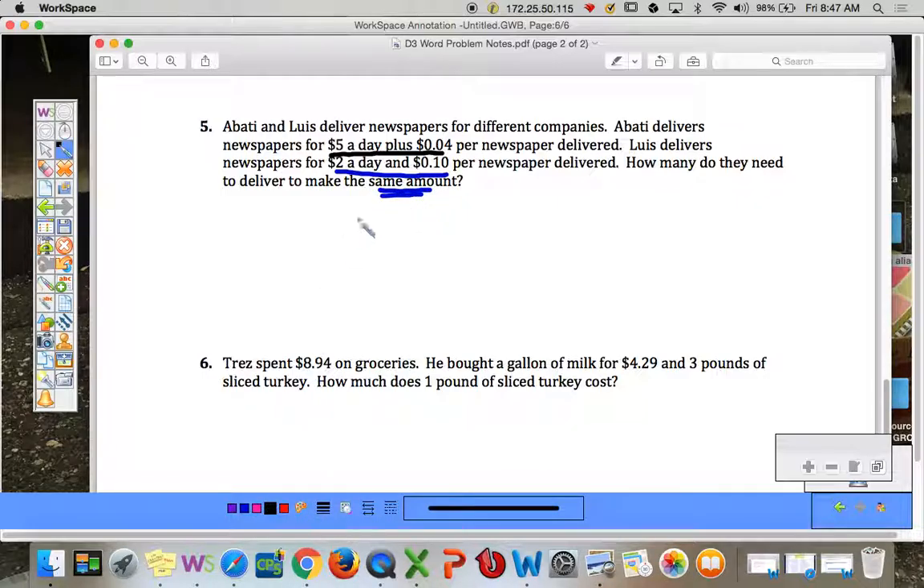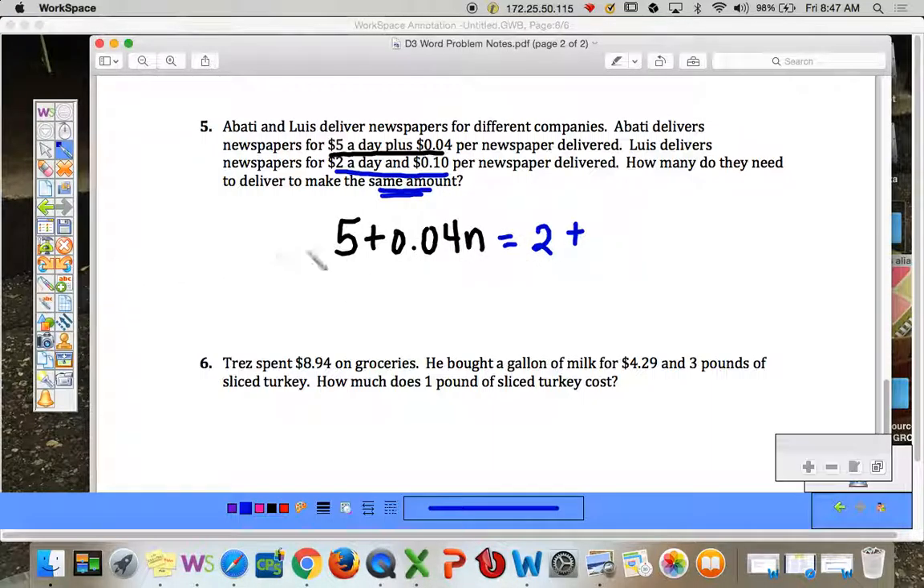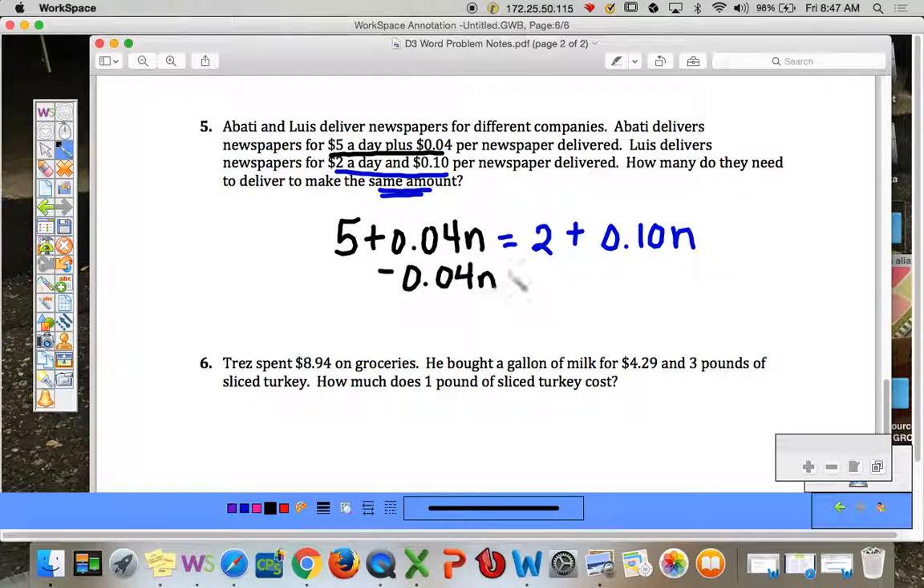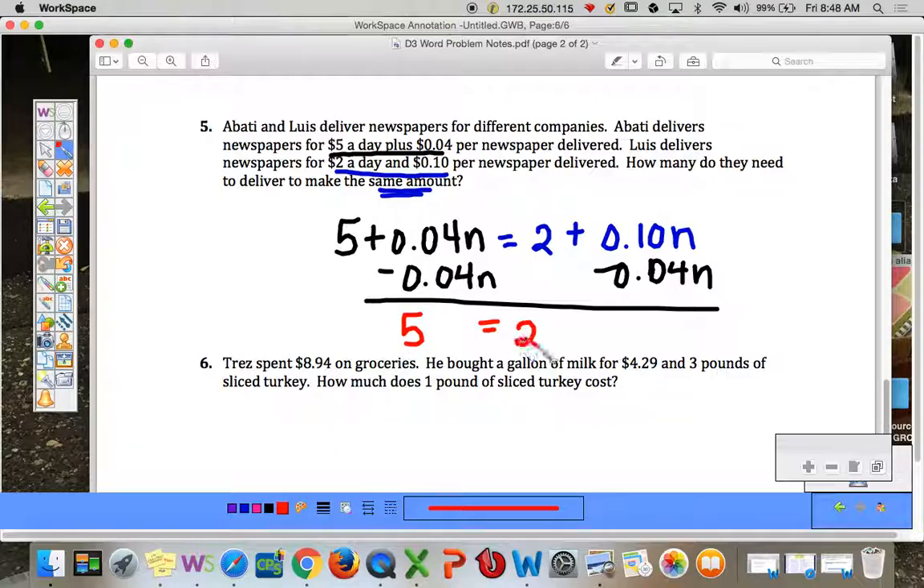All right, so Abati would be $5 a day plus 4 cents per newspaper. We want to know, when does it equal Luis, who makes $2 a day, but he gets 10 cents per newspaper. So we want to know when these are equal. Okay, so first step, let's get n on one side. I like to get rid of the smaller n, and 4 cents is smaller than 10 cents, so I'm going to subtract 4 cents n from each side. So we get 5 equals 2 plus 6 cents times n.